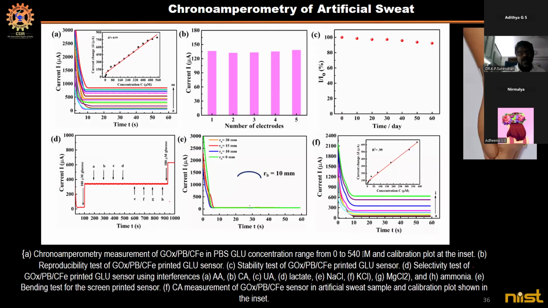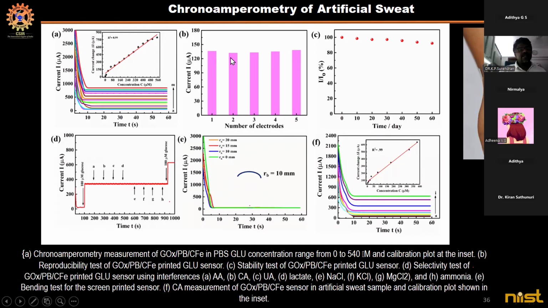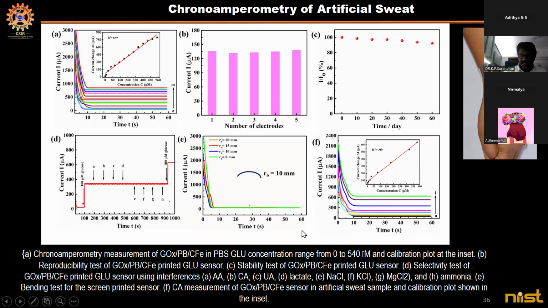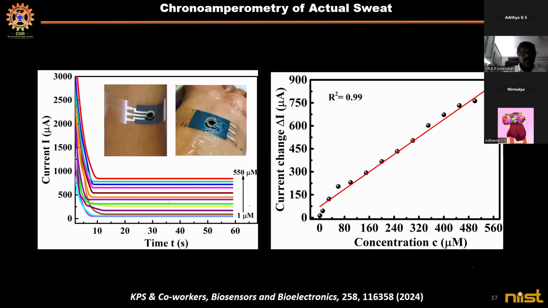And then it is bent, because you are going to wear it on an armband. When it is bent at different angles, you can see that it does not have much effect. Then we made different devices, and all these devices show reproducible results. That means all the qualification tests needed for a sensor have been done. Finally, we have done it with actual sweat, because we have got the ethical clearance.